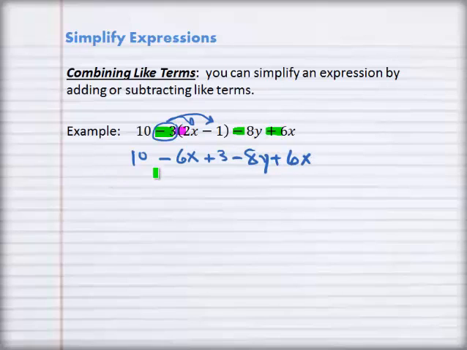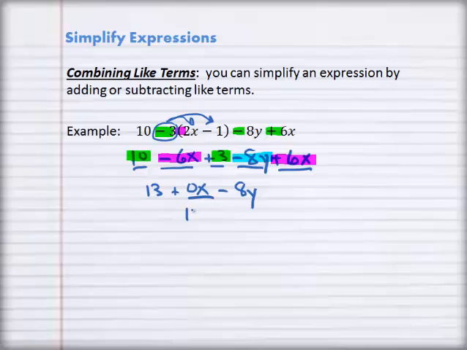Now I'm going to re-identify my like terms. I have a 10 and a 3. Those are like terms because they don't have a variable. I have my minus 6x and my plus 6x. Those go together. And then I have this minus 8y. It doesn't have anything that goes with it, so we'll just keep it by itself. So now 10 plus 3 is 13. Minus 6x plus 6x, those make 0x, or 0. And then I've got my minus 8y. Now I don't need the 0x. 0 times anything is just 0. So I'll just write it as 13 minus 8y.